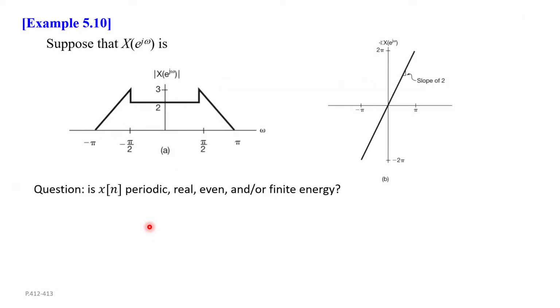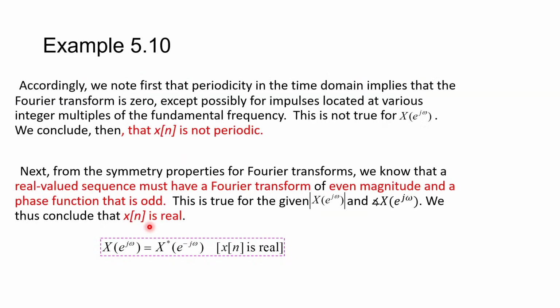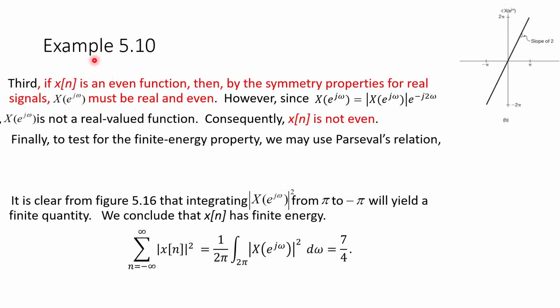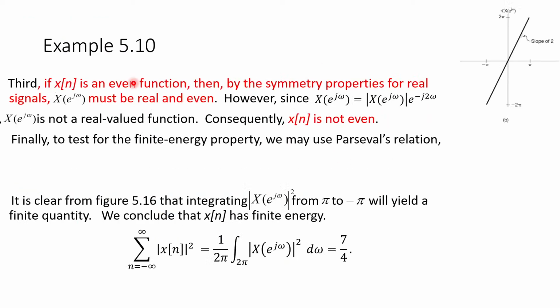Now, is x[n] an even function? It's actually not an even function, because as we said, x[n] is an even function if and only if big X is an even function, and big X is actually not an even function. Although its magnitude is an even function, its angle is not an even function. So x[n] is not an even function, because the angle is not an even function.